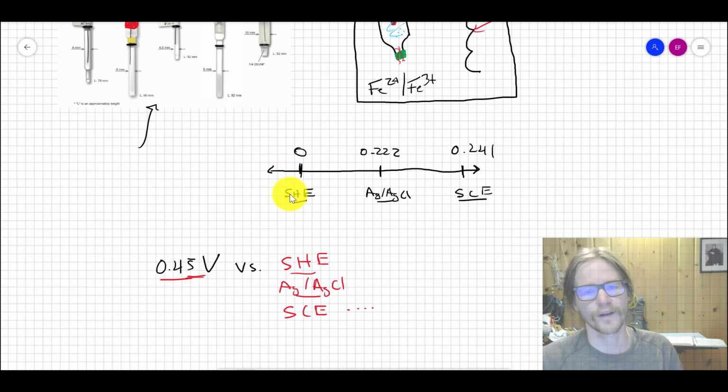I think it's helpful to think about these as a number line where you have SHE, that's standard hydrogen electrode, that's 0 volts by definition. Silver chloride with respect to SHE is 0.22 and SCE is 0.241, and so you can interconvert between these simply by thinking about it as a number line. That helps keep your signs in good order.